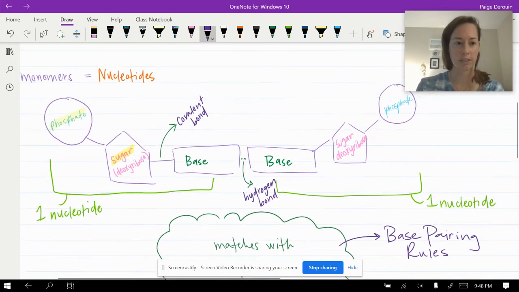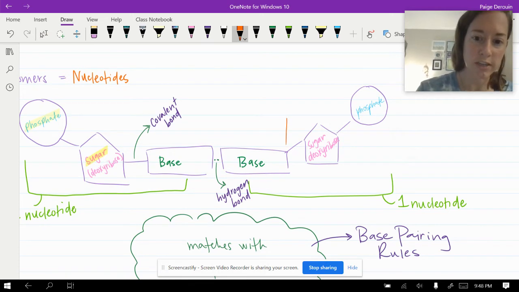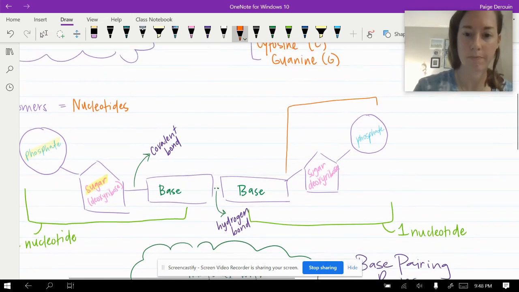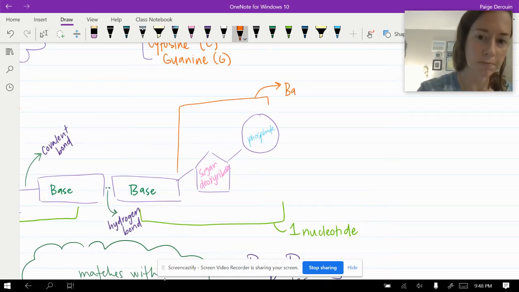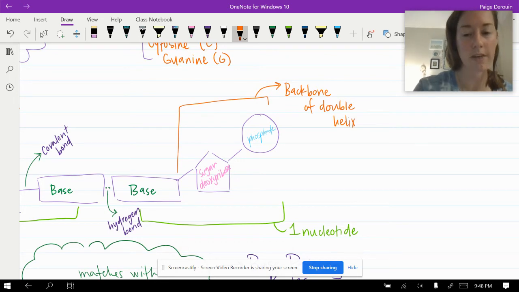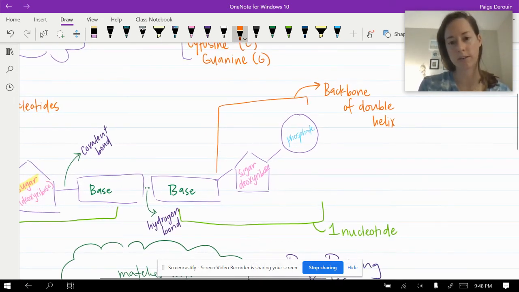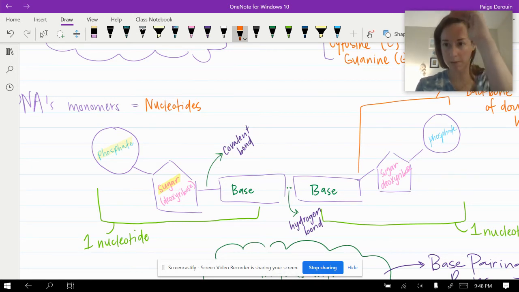Then one other thing I just want to say is that the phosphate and the sugar together make up the backbone of the DNA. So phosphate plus sugar, this section here, this will make up the backbone of the double helix. And that's on both sides. So over here, this is the backbone of one side, and then the sugar and the phosphate on this side are going to make up the backbone as well. These bases are the rungs of the ladder going up and then twisting.